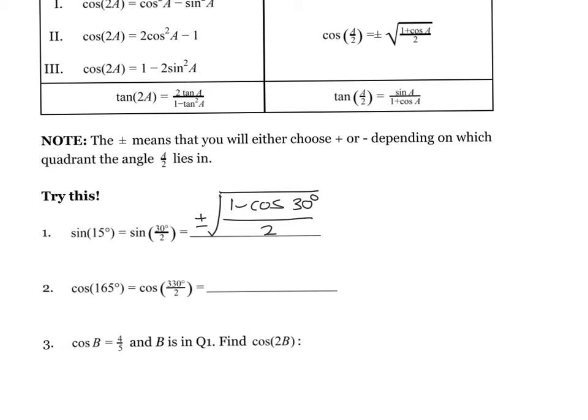Now, before I go any further, I want to address the plus or minus here. So 15 degrees puts us in the first quadrant. So I know the sine of something in the first quadrant has got to be a positive number. So that means this plus or minus, I can just go ahead and say it's a plus. Okay, so this is equal to just the square root of 1 minus root 3 over 2, all over 2.